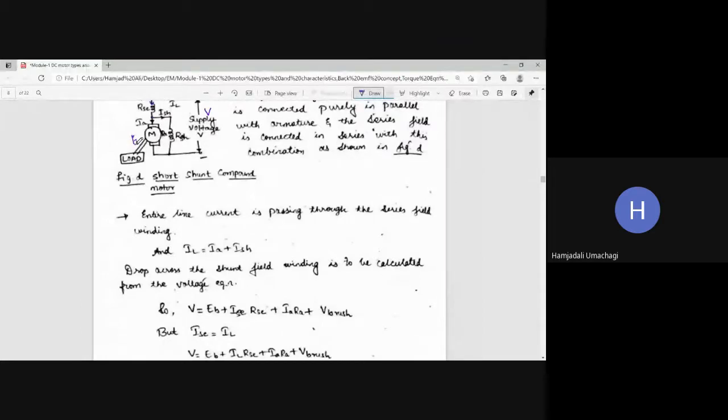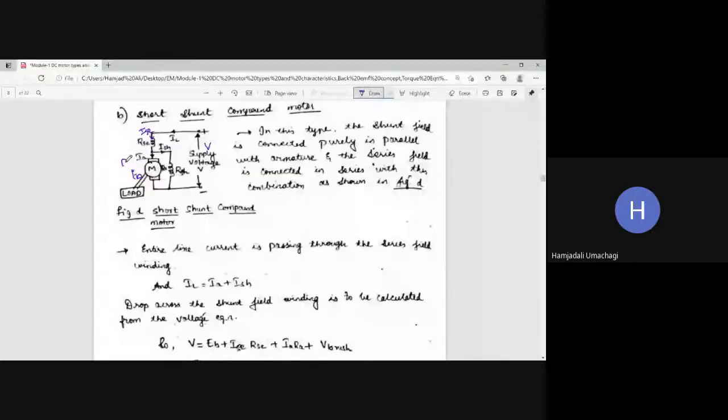And then it will have, what is that? ISC into RSC. It will have its own armature resistance also, we should mention that. So V is equal to what? Back EMF EB plus ISC into RSC, then plus IA into RA plus V brush. So the drop across this is equal to V equals back EMF EB plus the drop across the series field winding ISC into RSC plus the drop across the armature, that is IA into RA, plus V brush. So this is the supply voltage.